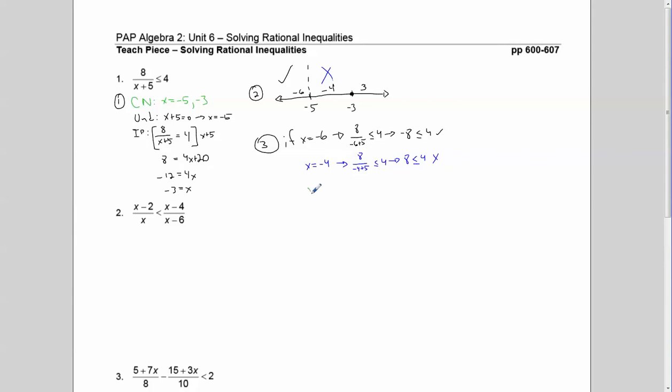And finally, if x equals 3, 8 divided by 3 plus 5 is less than or equal to 4. 3 plus 5 is 8, so 8 divided by 8 will give us 1 is less than or equal to 4. And that is true, so this last interval checks out. So the last thing we need to do here is write our solution set. We have negative infinity to negative 6.